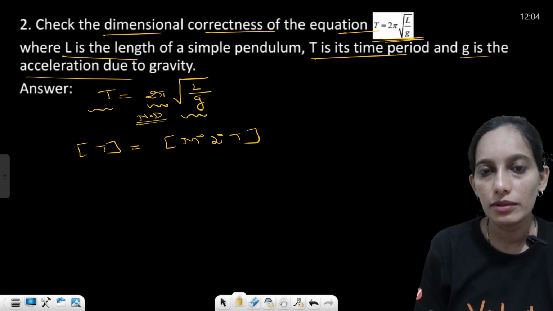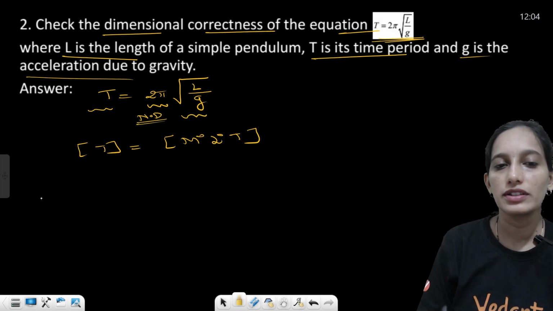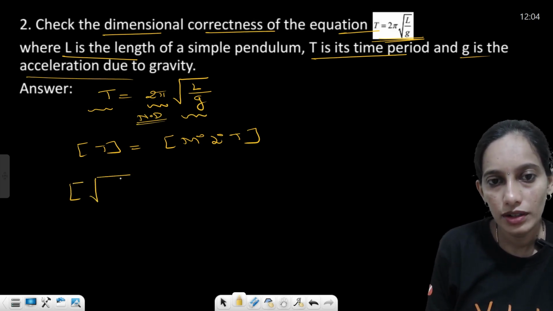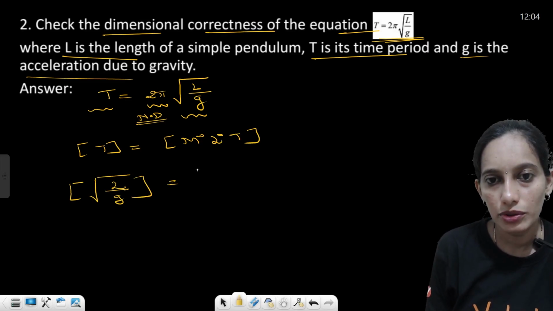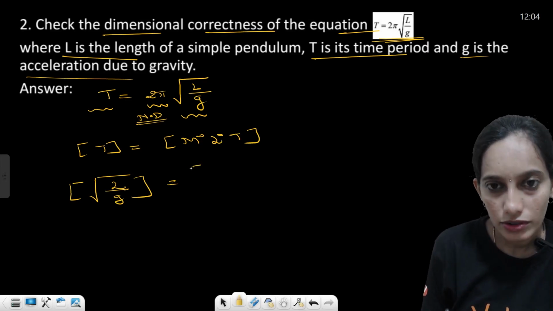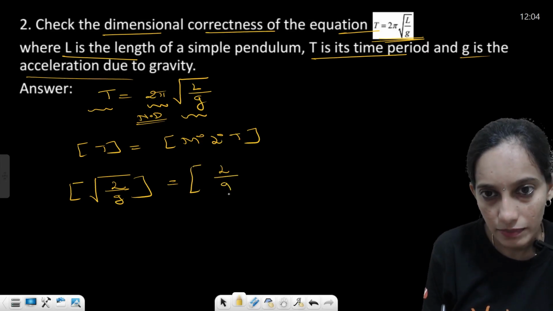And then we have the term root of L by G there. So let us consider the dimension of root of L by G. What I'll do is write it as L by G raised to power half. Okay, so L by G raised to power half.